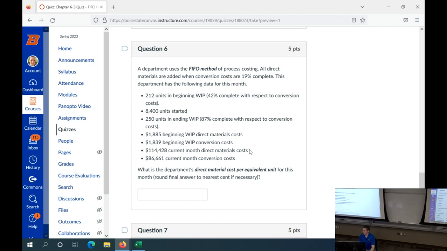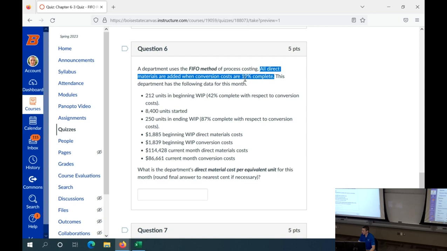Excellent. One of the things I heard that you didn't say, but you did point out as a great thing you did, is you ignored a lot of distracting stuff in the question, which is great. So first thing is, like you said, we can figure out what the percent complete with respect to direct materials is by looking at this rule.